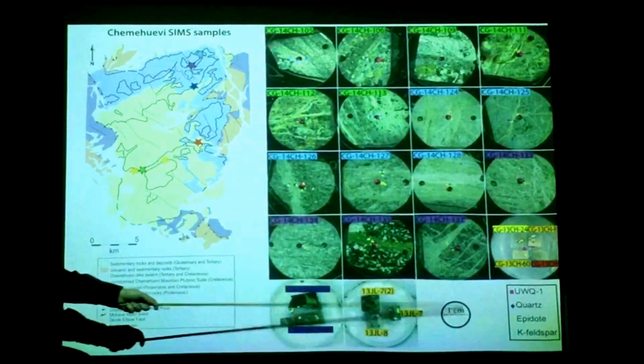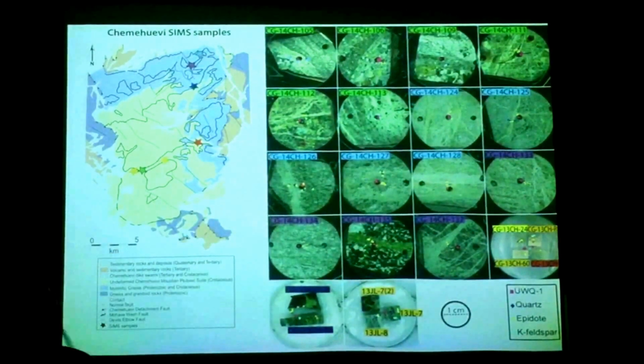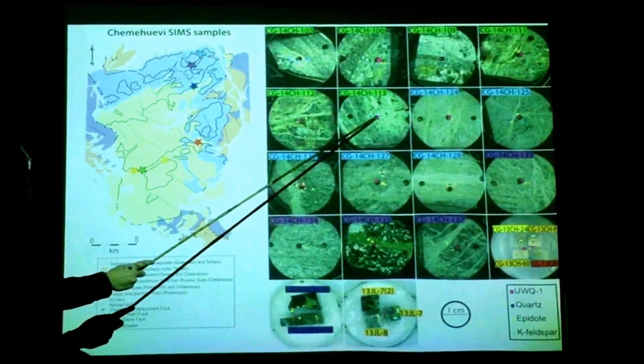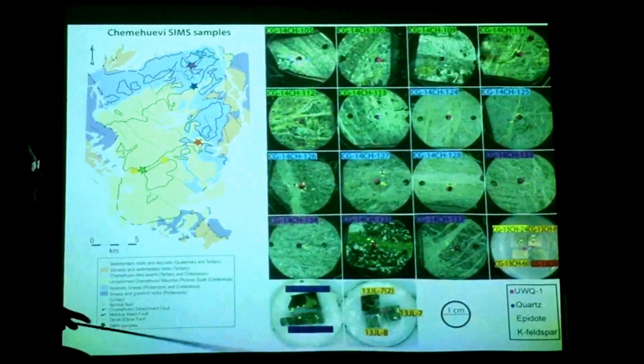Each given shape represents a given analysis of a given mineral. The oxygen isotope standard UWQ1 is in the center of each sample, with all unknown analyses taking place within the innermost centimeter of the sample due to analytical reasons.